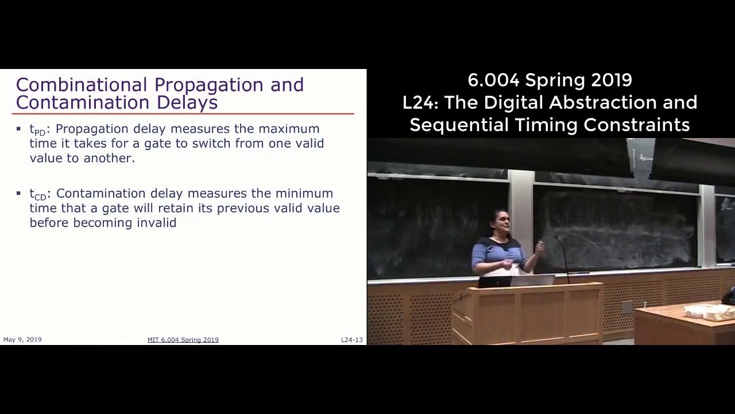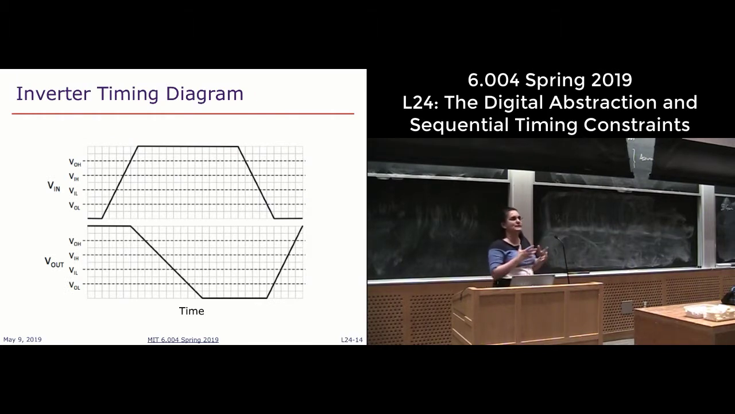Contamination delay is measuring kind of the opposite. It's measuring the fastest amount of time in which my output might change to an invalid value because something ahead of it became invalid. And so that's known as the contamination delay. So let's look at it in more detail in this inverter timing diagram.